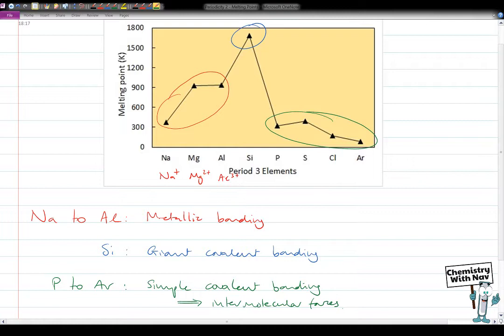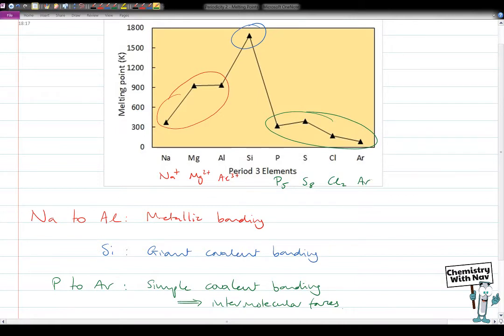These forces are instantaneous dipole-induced dipole interactions. And what that means is that there is a dipole there, but it's just there because of an imbalance of electron density. So what's important here is the size of the molecule, because the London forces are greater as you have a greater electron count. And what we get with these structures is P4, S8, Cl2, and then argon there is monoatomic.